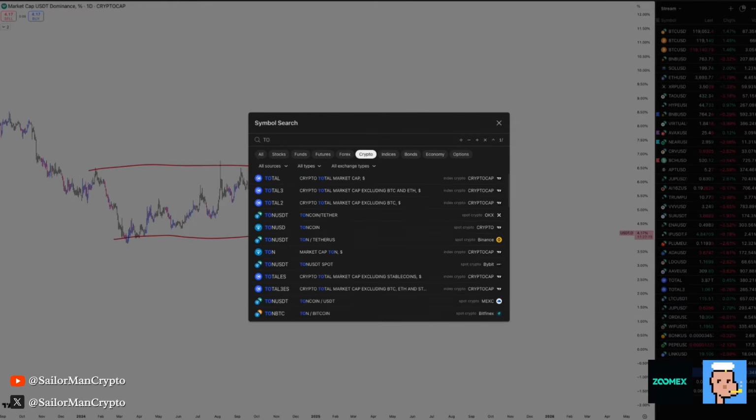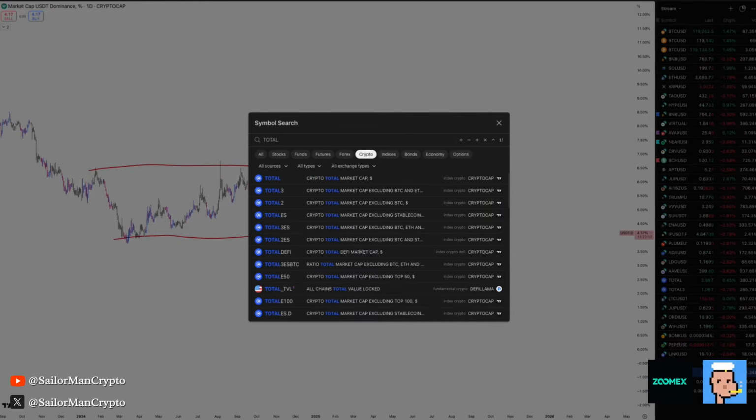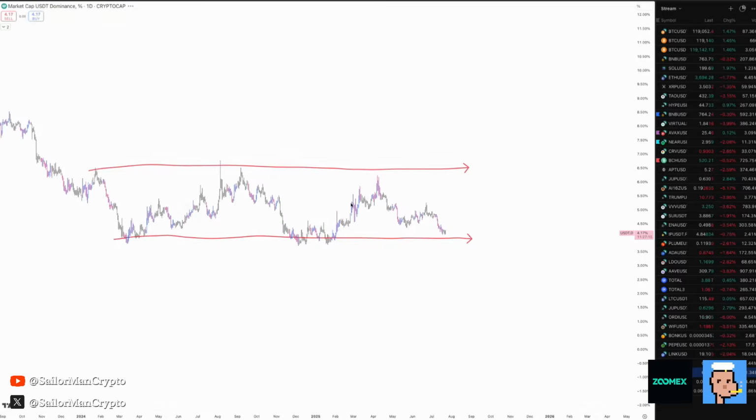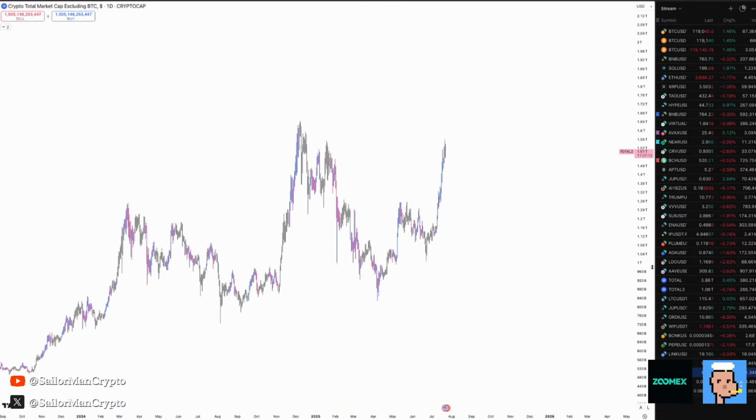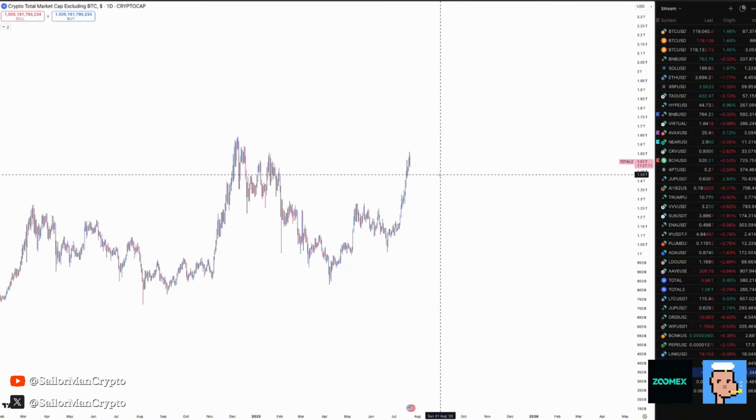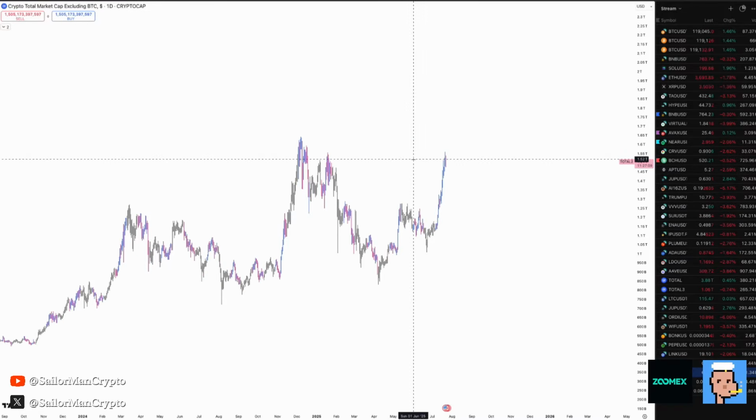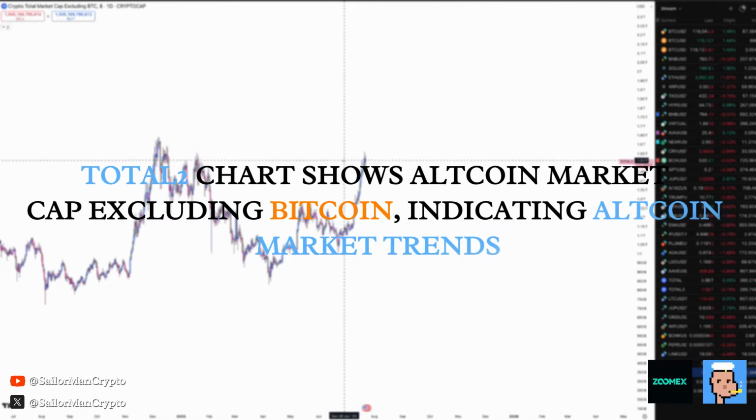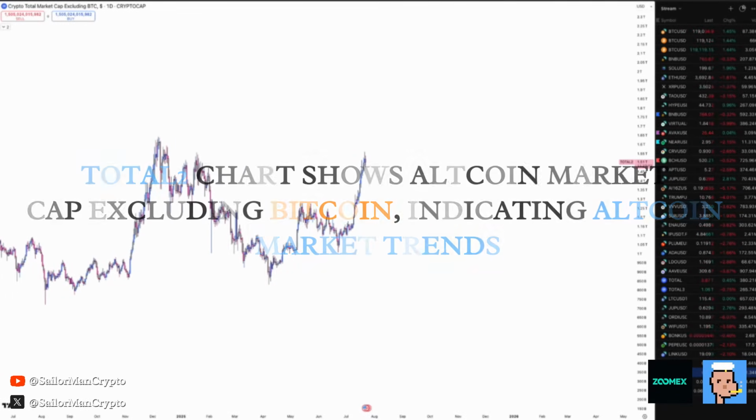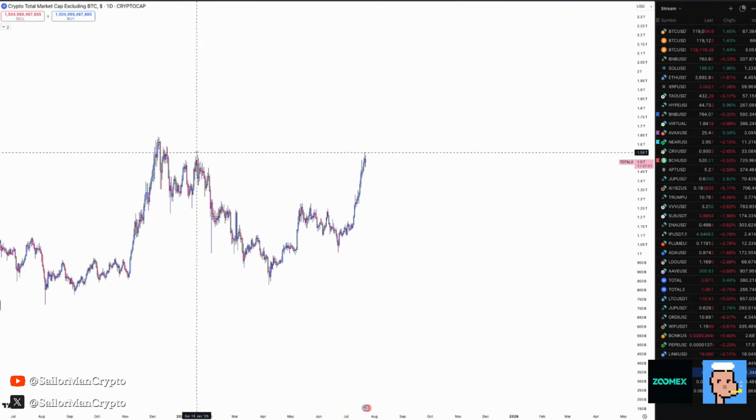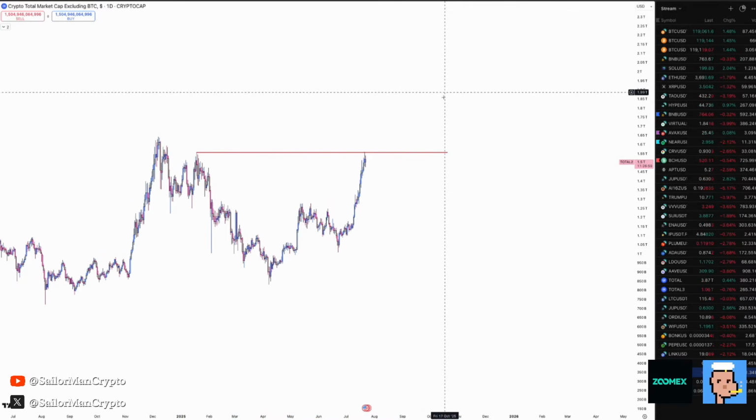The last is total 2. You can either use total 2 or total 3. But total 2 is the main altcoin chart excluding Bitcoin. So this is including also Ethereum, and again, the concept is always the same. Some of these charts are simply inverted to the one before.